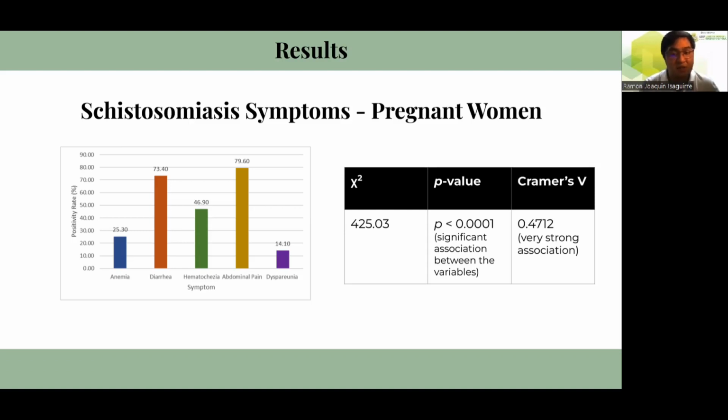Along with our Cramer's p-value of 0.4712, it shows that the data collected presents a strong association between these two variables, which indicates that these symptoms are highly likely to present themselves within an affected individual.